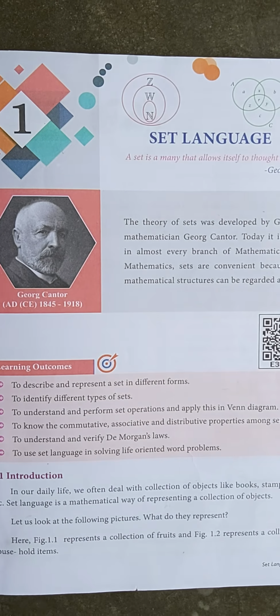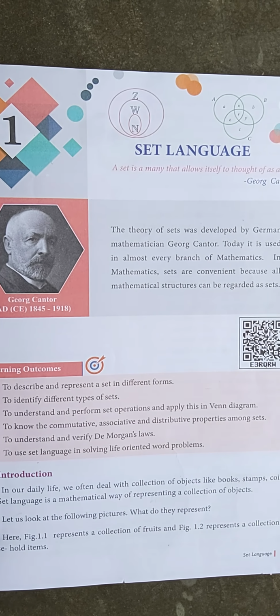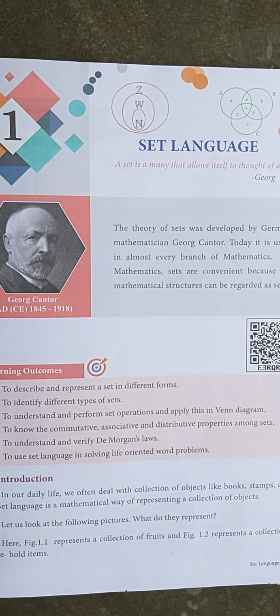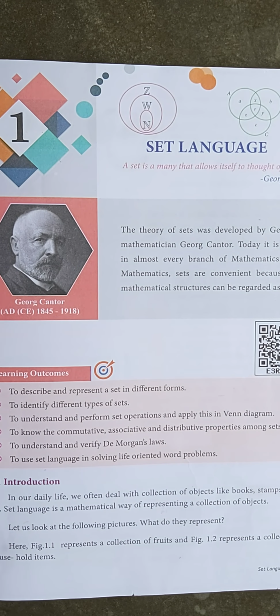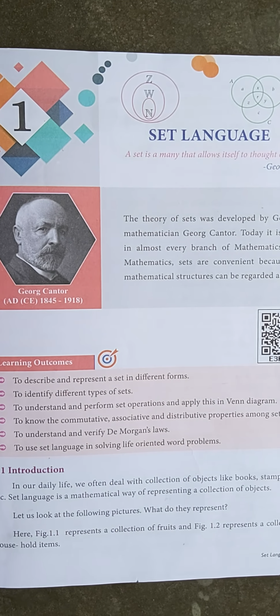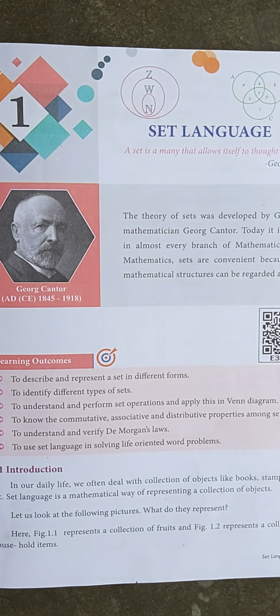Fifth one, cardinal number. How to find the cardinal number? The number of elements in set A or B. So the number of elements in a set is the cardinal number.